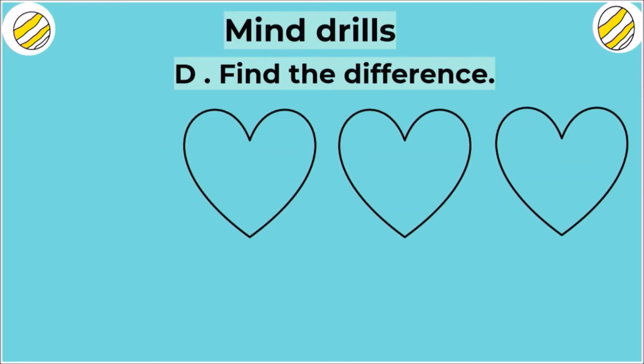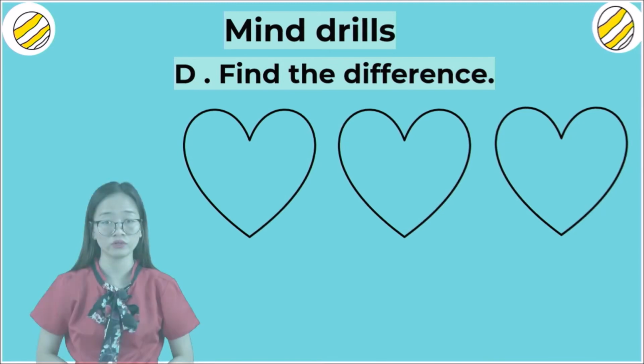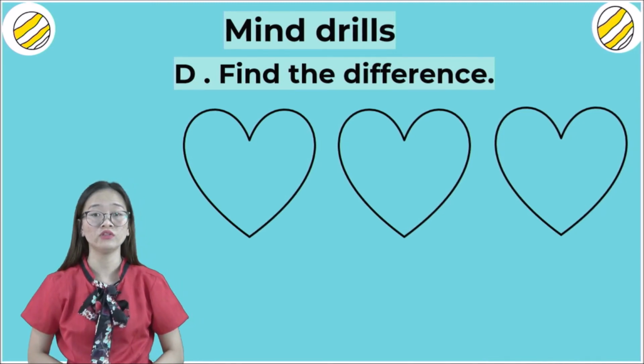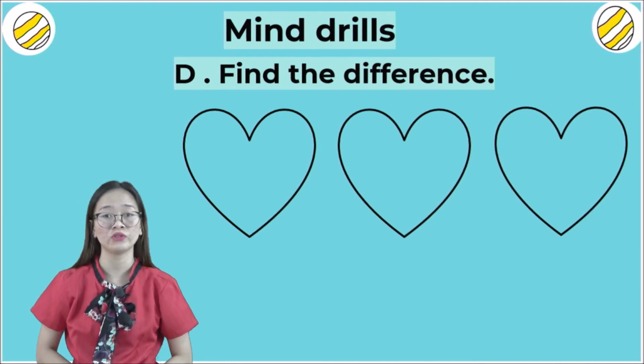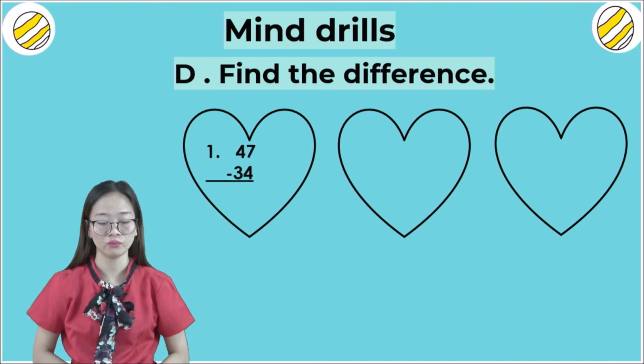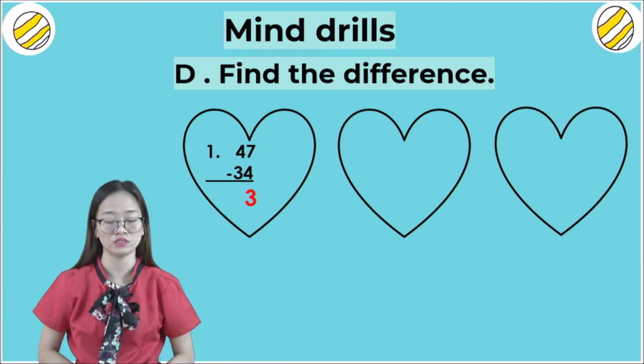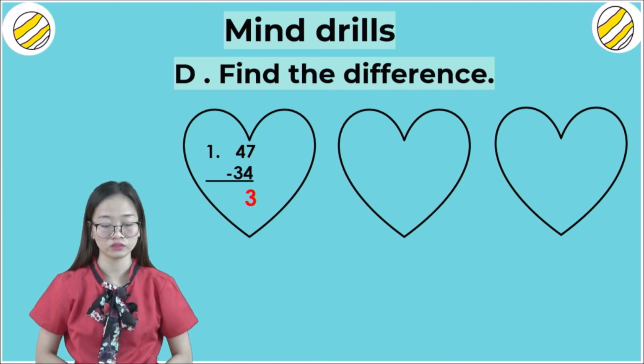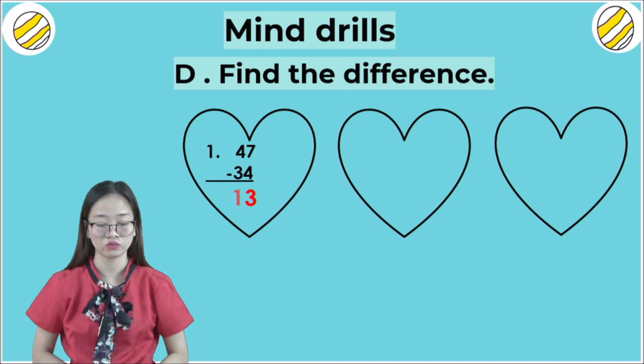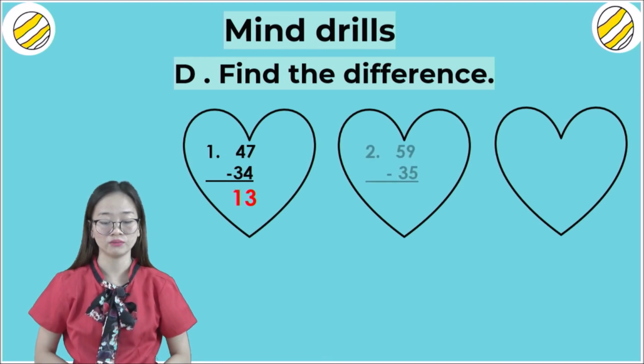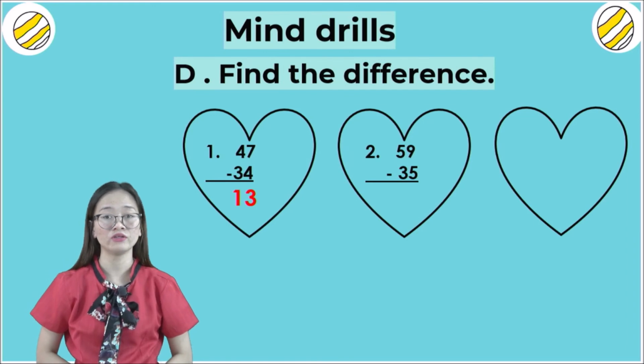Okay, another set of activity in your book. So, let's have this one. So, we need to find the difference of the following numbers. Okay, so we have number 1, 47 minus 34. Of course, 7 minus 4, always start with the ones digit. 7 minus 4 is equal to 3, and 4 minus 3 is equal to 1.